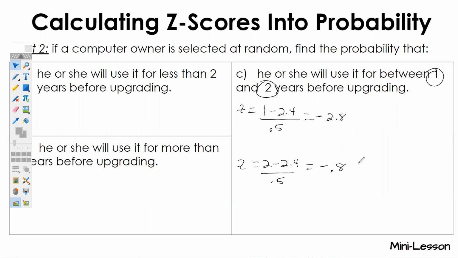Now, we're going to go to our z-score table, and we're going to pull the z-scores, or I'm sorry, we're going to pull the proportions for both of these. So take a moment, see if you can pull these proportions from the z-score table. Try it. You should be able to check and see if you did it right.